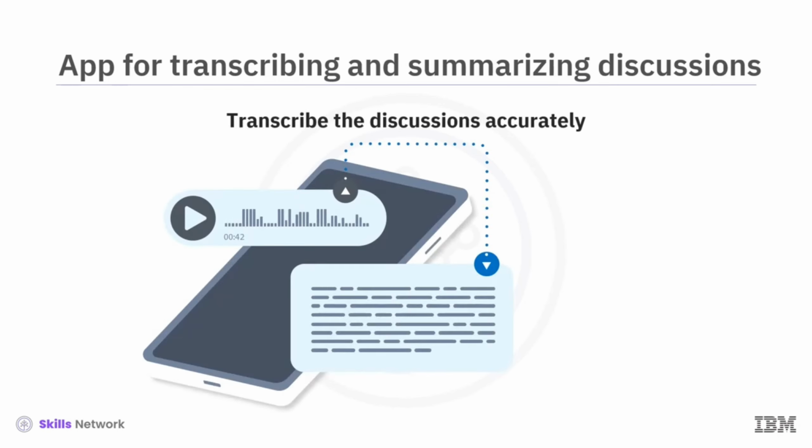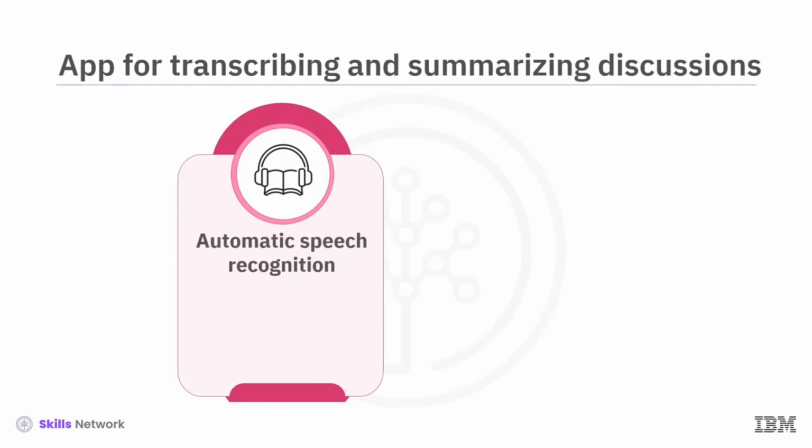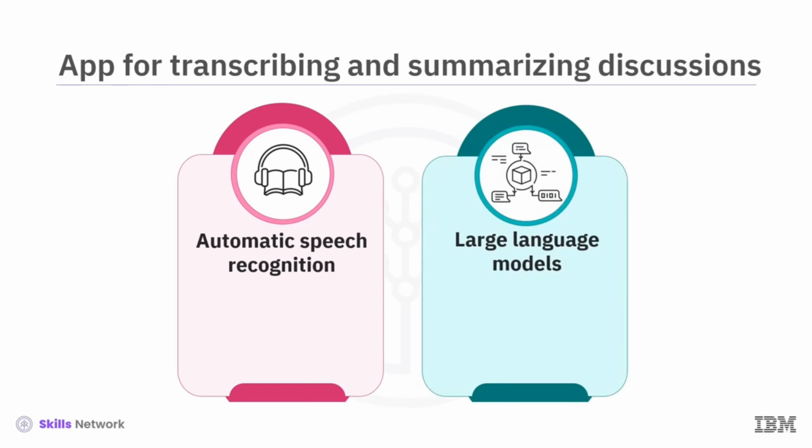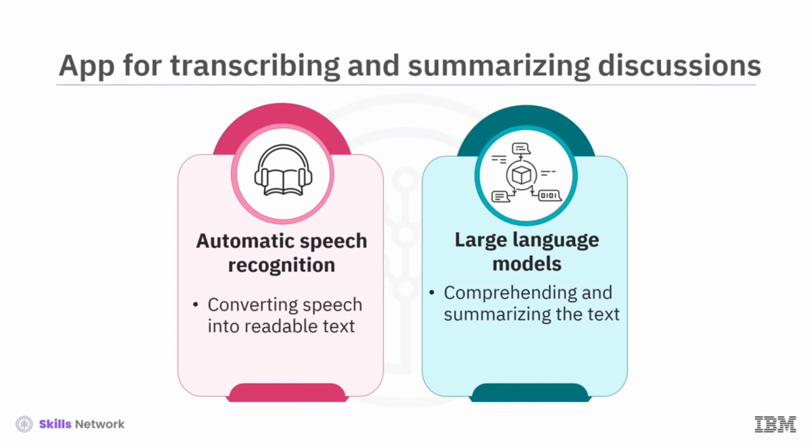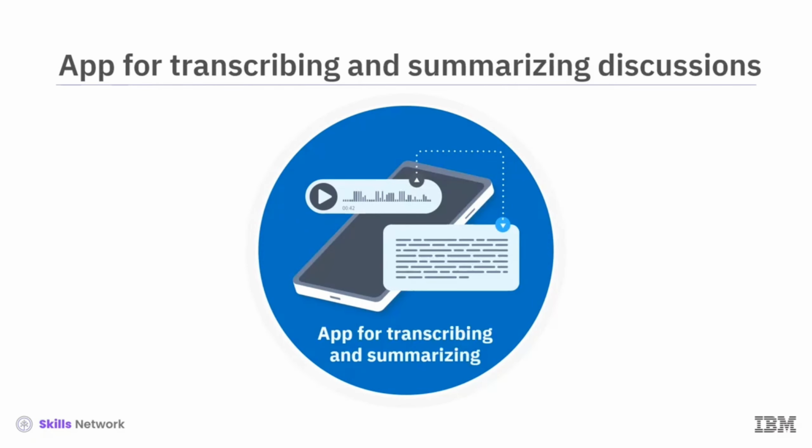Imagine an app that can transcribe the meeting discussions accurately and then provide a concise summary, highlighting the key points and decisions made. This is the power of combining automatic speech recognition, or ASR, and generative AI-based large language models, or LLMs. You can use ASR technology to convert spoken language into readable text. Then, you can utilize an LLM to comprehend and summarize the text efficiently. An LLM can also refine the speech-to-text output by correcting minor errors, ensuring a coherent and accurate result. This project will guide you through building such an app.